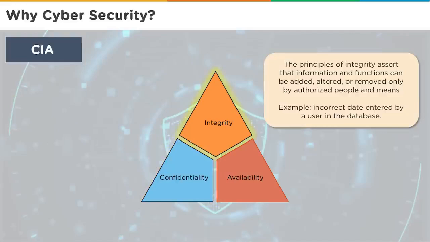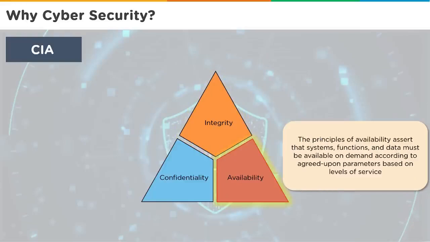Integrity. This is where the trustworthiness of that data comes into the picture. If the data is going to be changed, for example, you have a spreadsheet which has a lot of information about users and their login activities, you want to ensure that the data is not modified by any unauthorized user. So you're going to verify that the information is correct and is not modified by anybody who's unauthorized. The availability part ensures that this data is made available to all authorized users when and where they want it. The principle of availability asserts that systems, functions, and data must be available on demand according to agreed-upon parameters based on levels of service.